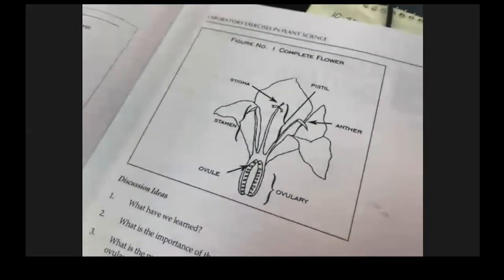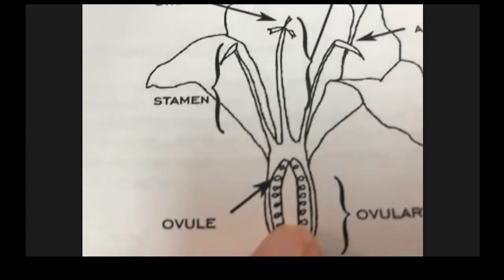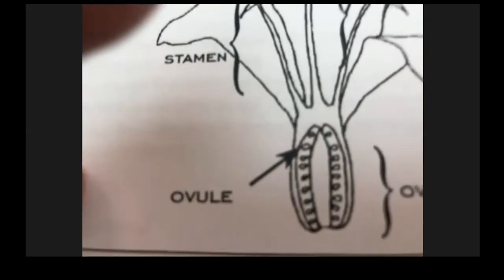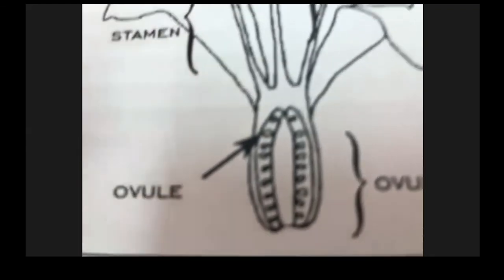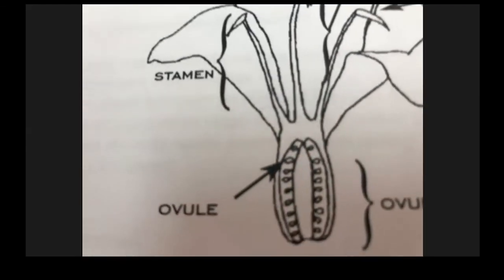And like I said, if you've got lilies, they work way better because as you get down into the ovule of the lily, once you do a cross section, there's actually little white eggs down in there. So you can take your little knife or a dissecting needle if you've got one, and down here in the ovule of the lily, you can dig out those little white eggs.